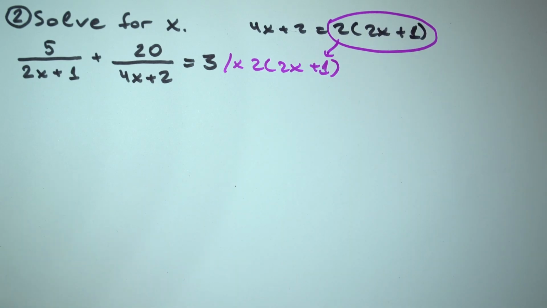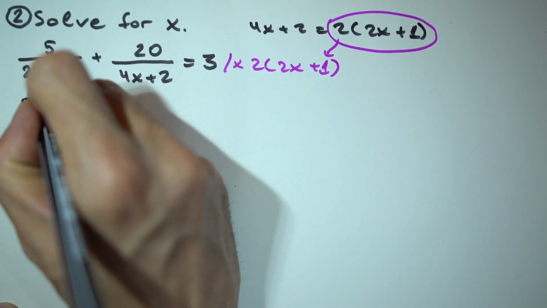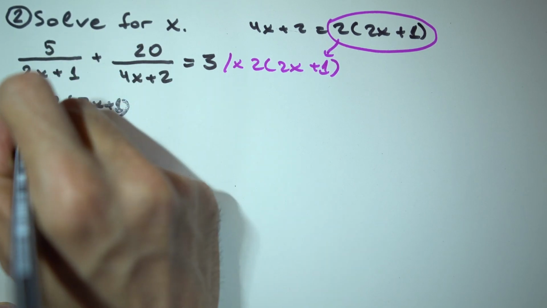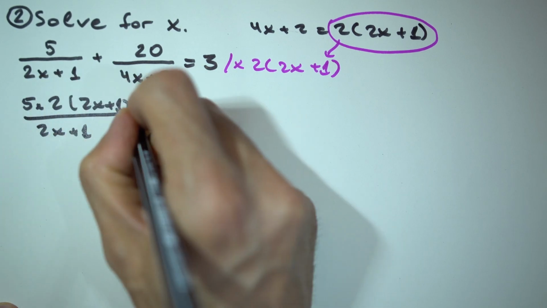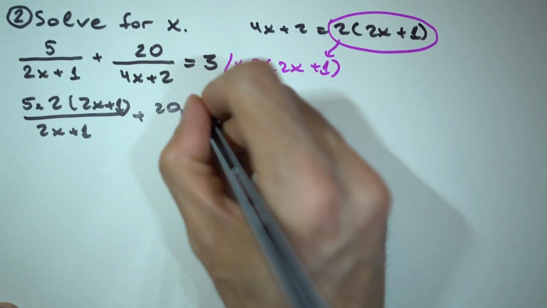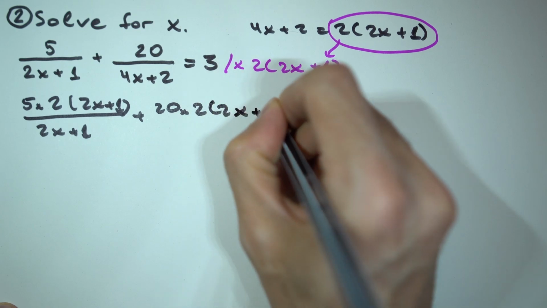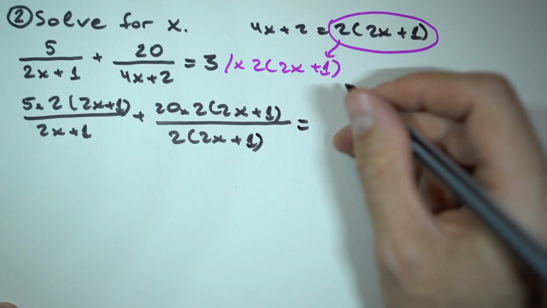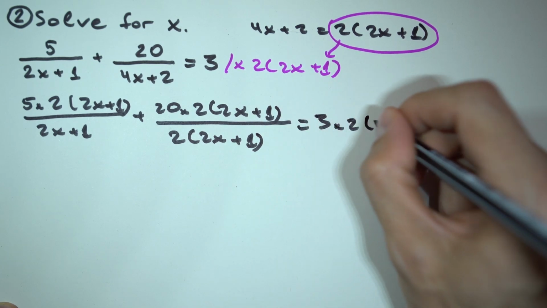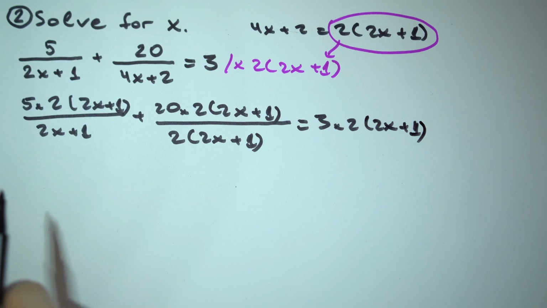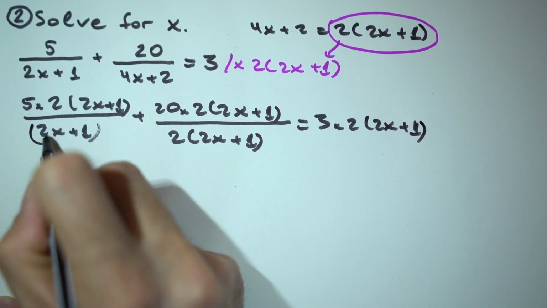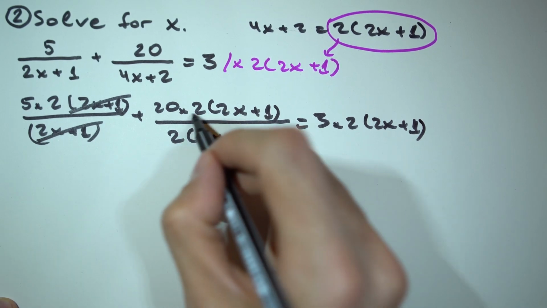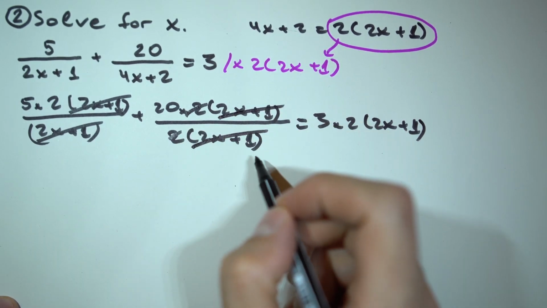And what do we get? We have 5 times (2x plus 1) over (2x plus 1) plus 20 times (2x plus 1) over 2 times (2x plus 1), and this equals 3 times 2 times (2x plus 1). And now we have to cancel some things out. 2x plus 1, 2x plus 1, they cancel each other. We have 2 times (2x plus 1), 2 times (2x plus 1). These cancel each other out as well.